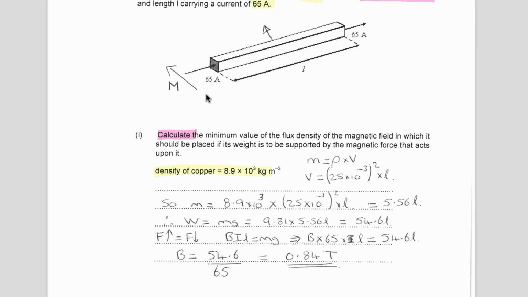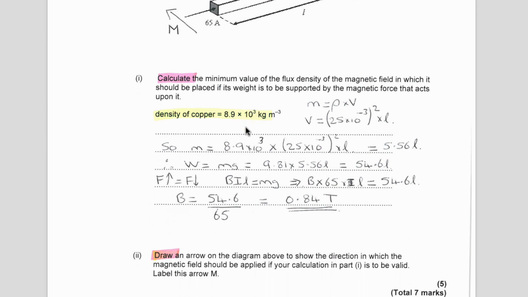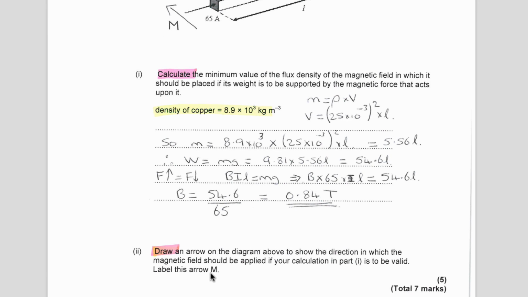The easiest way to draw this is like this. It's going into the paper, and we have to label it M because that's what the question asks us to do. So label this arrow M. That's our arrow, going into the paper. So that was question number 2 of the magnetic field homework booklet.